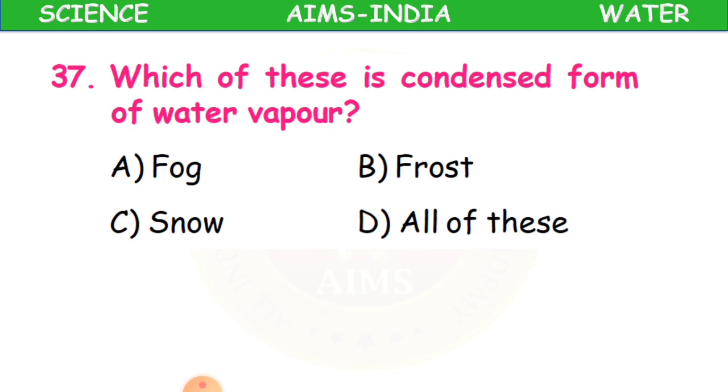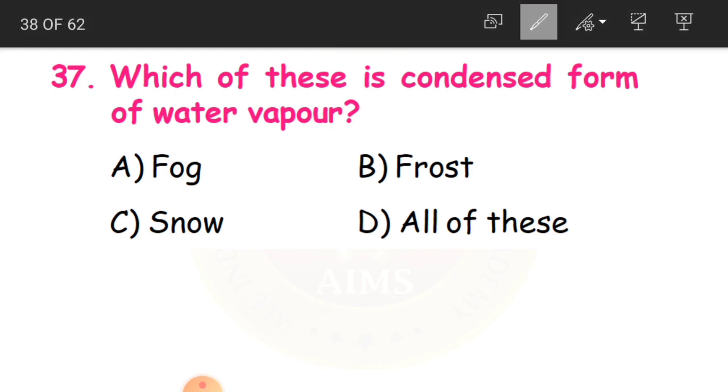37th question. Which of these is condensed form of water vapor? Condensed form means what, children? Where the gas or vapor is going to change into liquid. Okay. Which of these is condensed form of water vapor? Okay. So fog, frost, snow, or all of this? So what will be the answer? It is all of this. All these objects. That is D option is the correct one. All are the condensed form of water vapor.